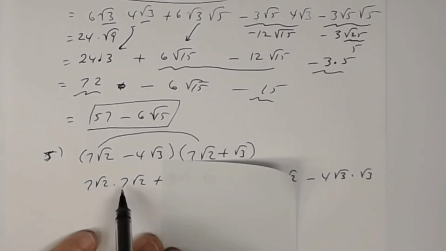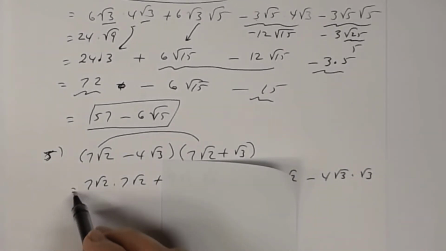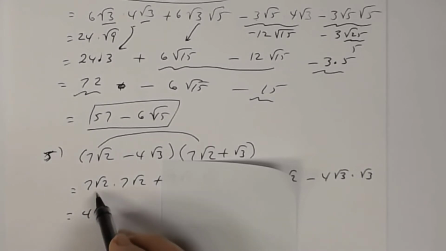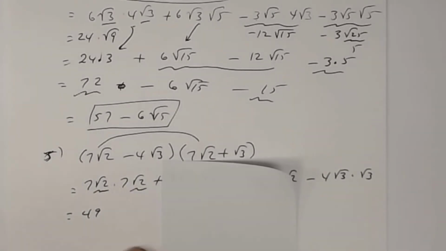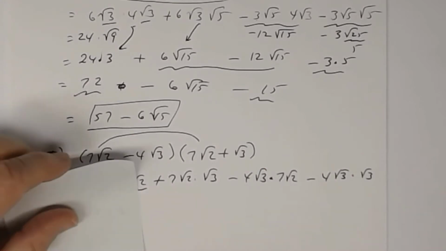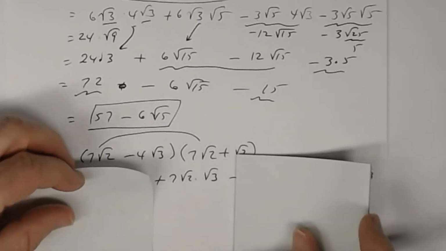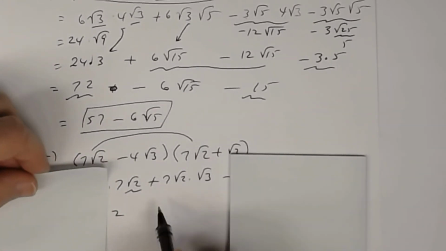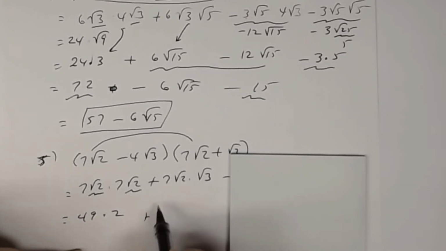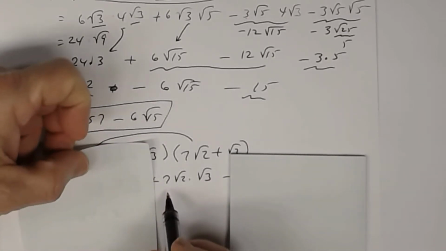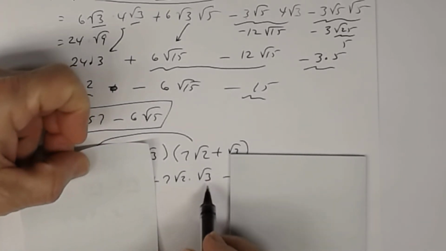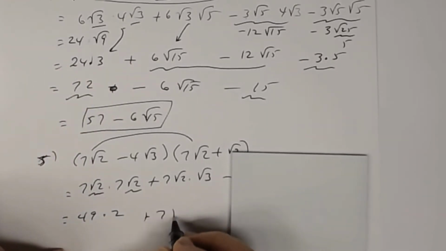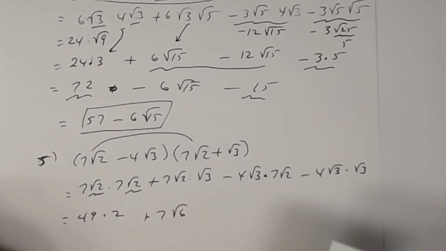So we have 7 times 7 is 49. And then what you know is the square root of 2 times the square root of 2 is just 2, right? Square root of 4, which is just 2. Okay, let's look at the next one. So again, cover up stuff you need to. So then we're going to have plus 7, and then the square root of 2 times the square root of 3 is the square root of 6. Okay, so that takes care of that one.